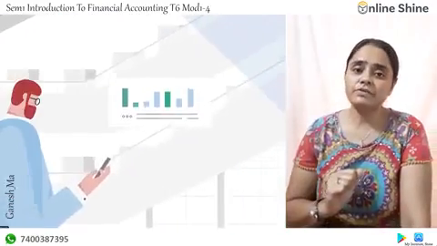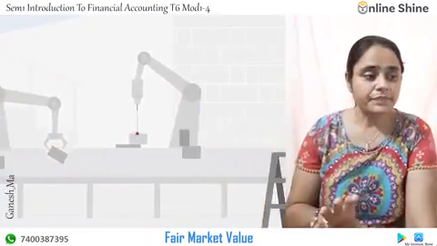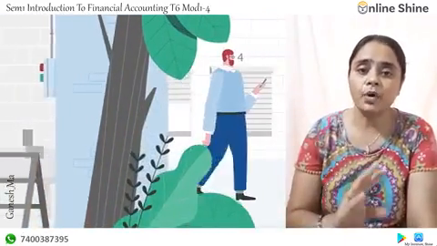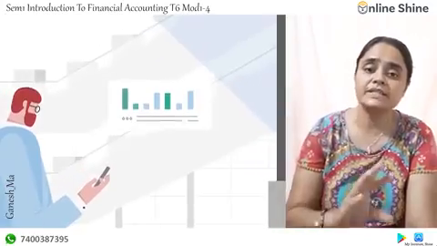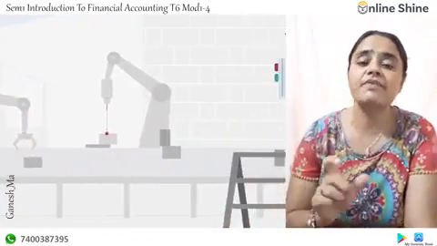Now here we also have to understand what is the fair market value of a fixed asset. It means the price which is agreed upon between knowledgeable parties, or you can say between a knowledgeable buyer and seller in an open market. That is called a fair market value.